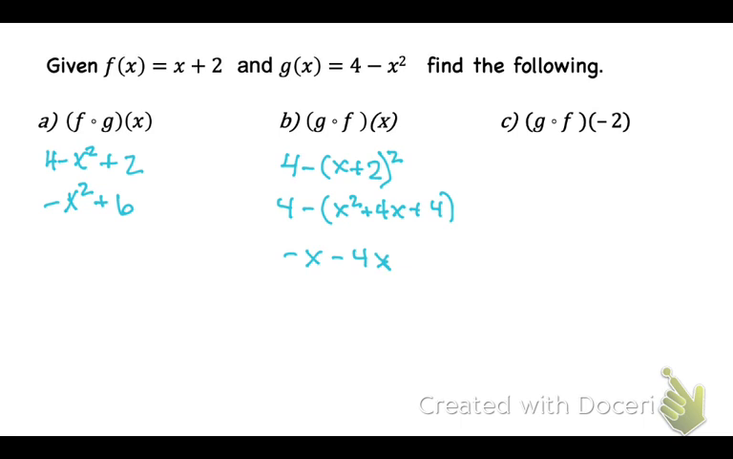On the middle one, I'm not looking at your answer. But since we put f into g, it's like 4 minus x squared. So your x is x plus 2. So you need to square x plus 2.